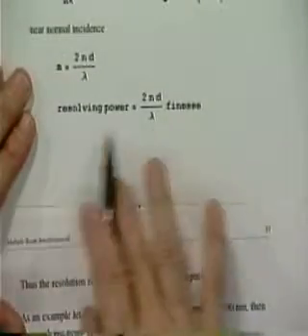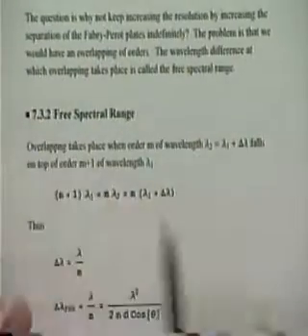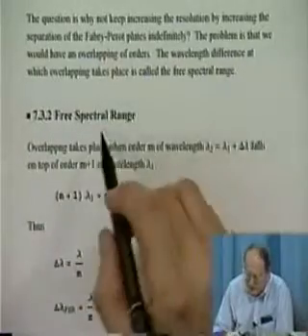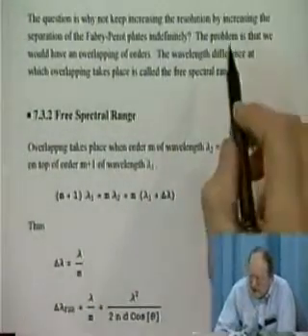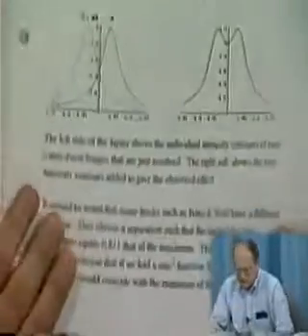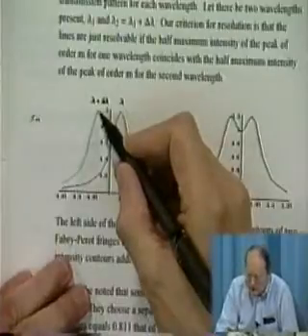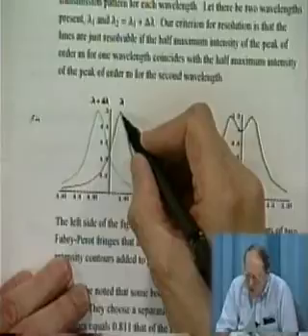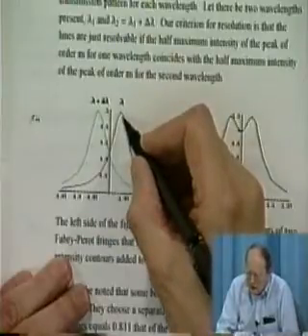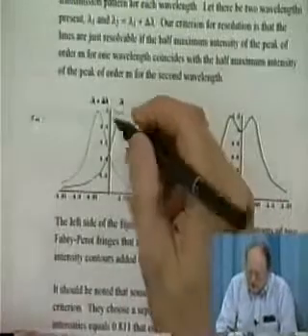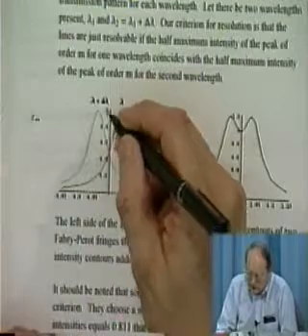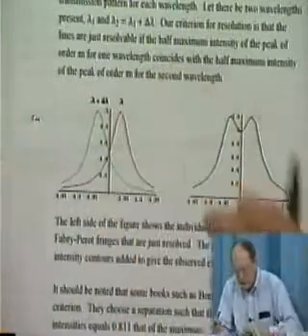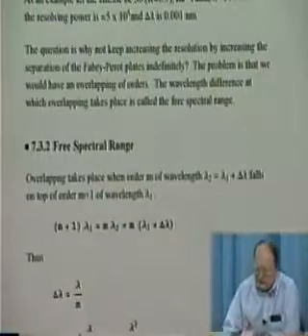Anyway, you do increase D, you increase the resolving power, but there are very few things in life you get for nothing, and so you probably create some other problem. And what we create is another section here, 7.3.2, which is free spectral range. And the problem we're going to get is that when we went back here, we said this was order M for wavelength lambda plus delta lambda. This was order M for wavelength lambda. And the problem we're going to get when we separate these mirrors is that we're going to get overlap of orders. And so this might be order M and this might be order something else, who knows what, but they differ, okay? And we get confused because we have this overlapping of orders.